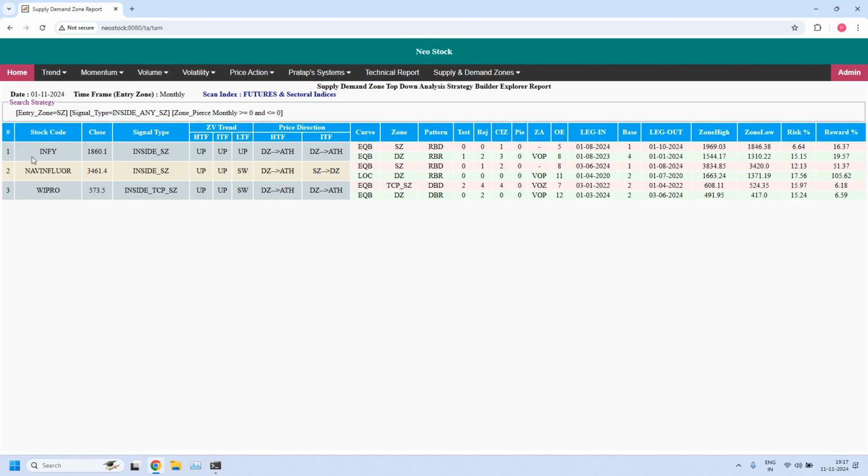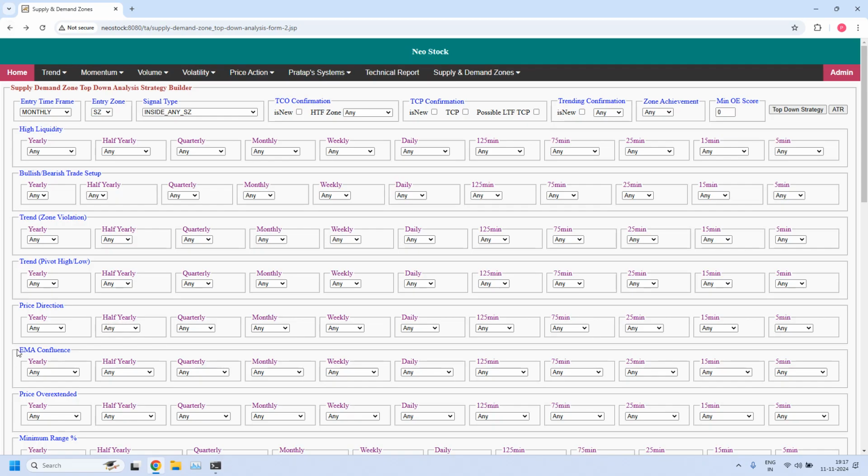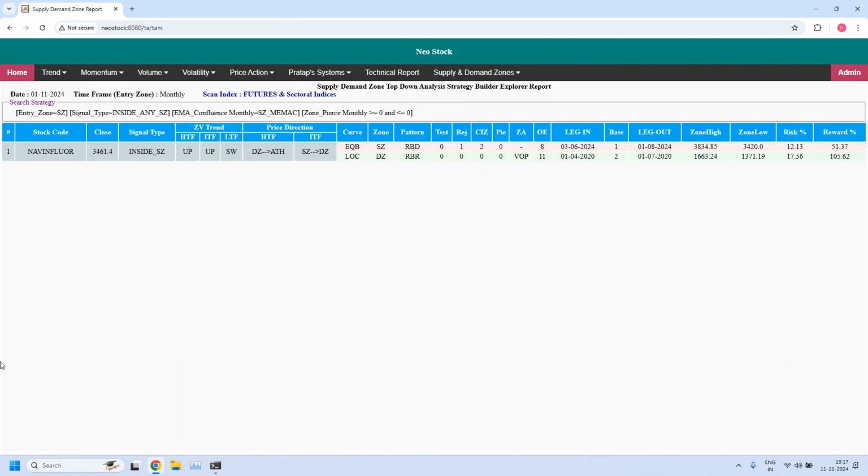Let's check if any is having EMA Confluence, the supply zone with EMA Confluence. In the EMA Confluence monthly time frame, monthly supply zone with monthly EMA Confluence. We got Navin Fluorine, but its trend is sideways. Sideways EMA Confluence does not give any extra advantage.